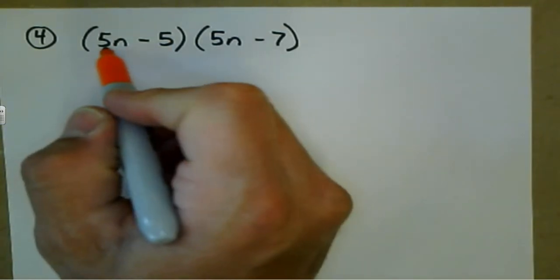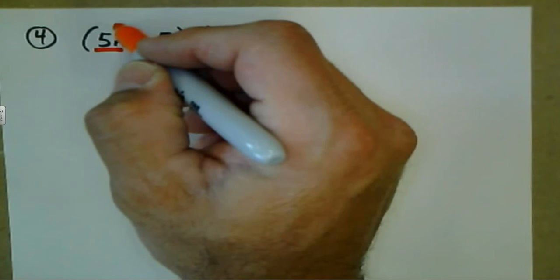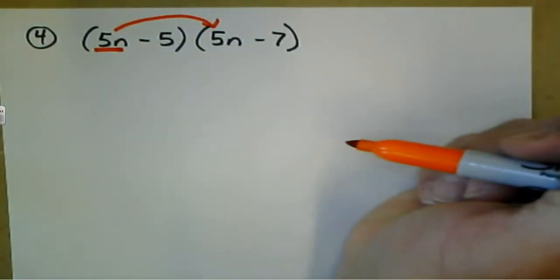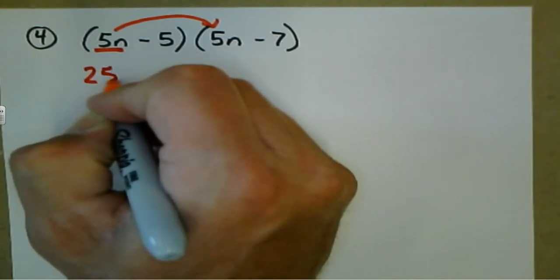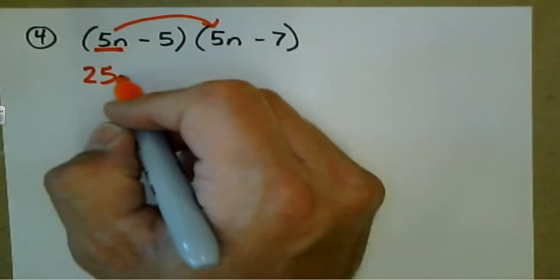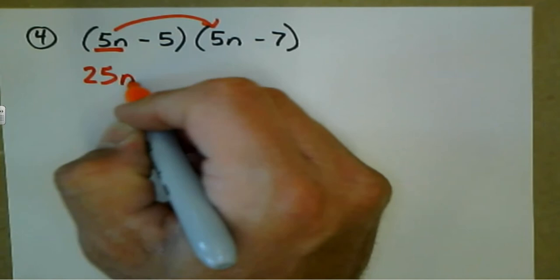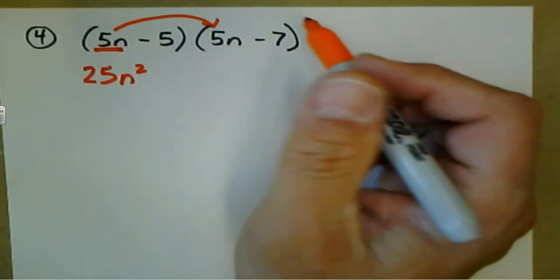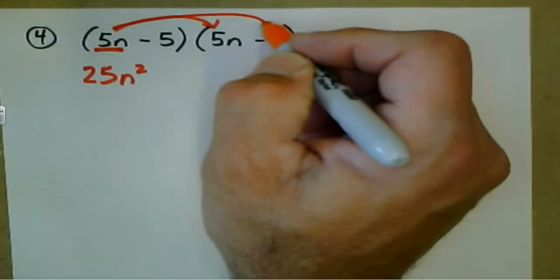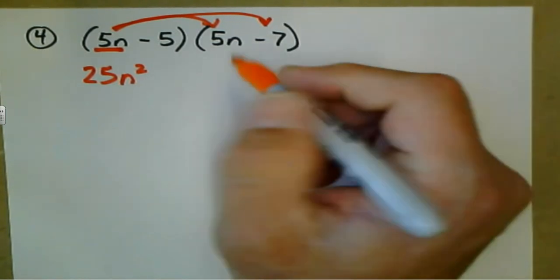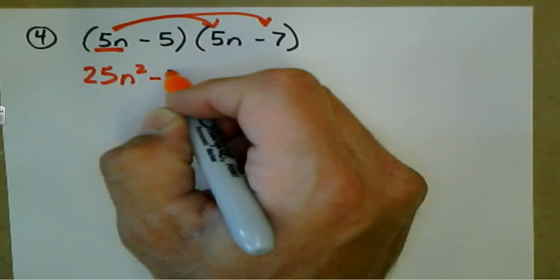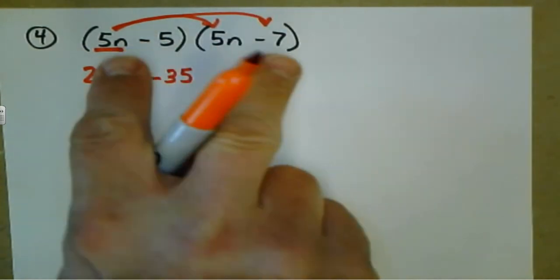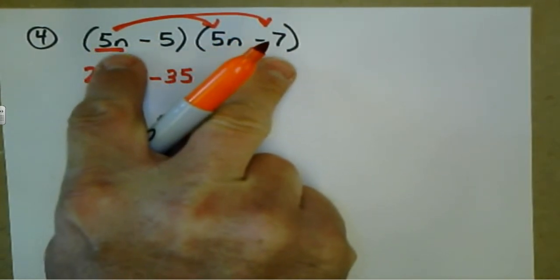Once again, start with the first one and multiply it by each one of them. 5 times 5 is 25. What is n and n? 2 n's. It's a pattern. Does everybody see that? 5 times -7 is -35. How many n's do they have together? 1.